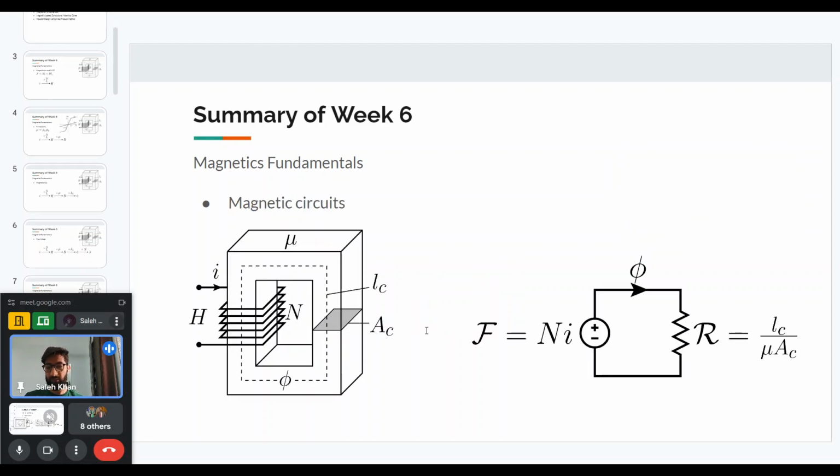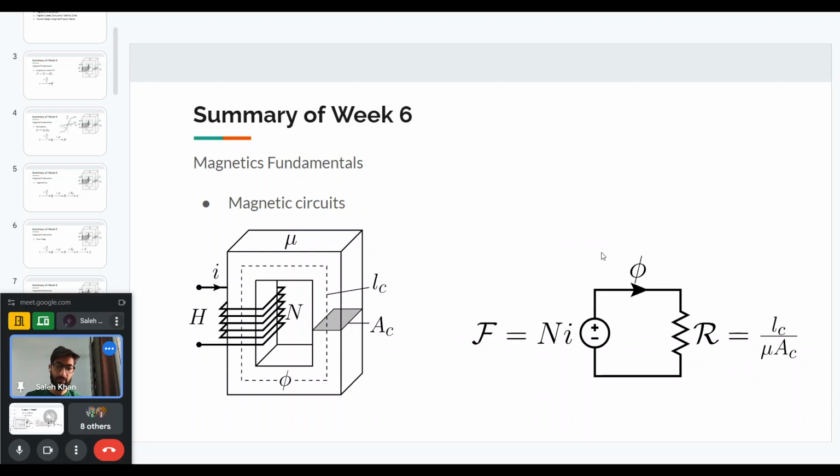So next, this magnetic arrangement that we have of the core and the winding, we can understand or analyze in what is called a magnetic circuit. And this is analogous to the electrical circuit. In here, the voltage is replaced by the MMF that we talked about, which is the product of the number of turns and the current.